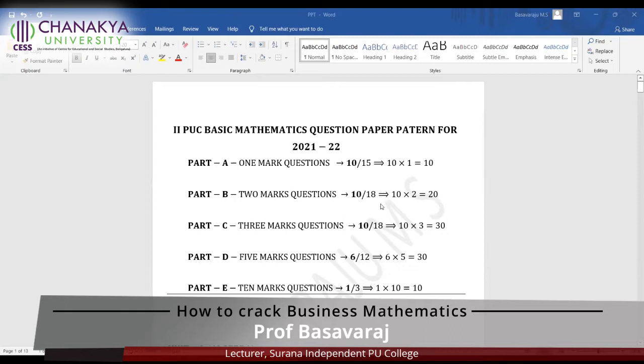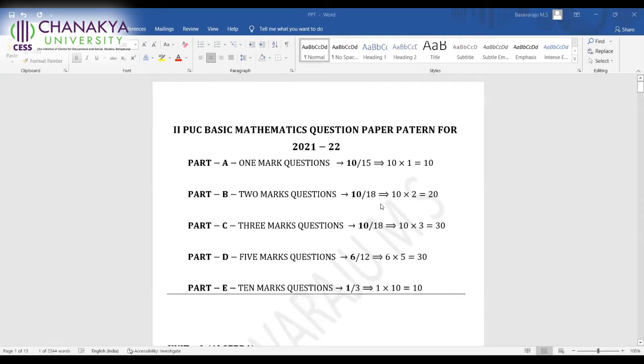In part C, again, it is a 3 marker. Hope you know that part A is 1 marker, part B is 2 marker, part C is 3 marker, part D is 5 marker, and part E is a 10 marker. In each and every section of the question paper, you will have some choice. Out of those 15 questions, you need to answer only 10. Out of the 18 problems, you should answer only 10. Like that, you should plan.